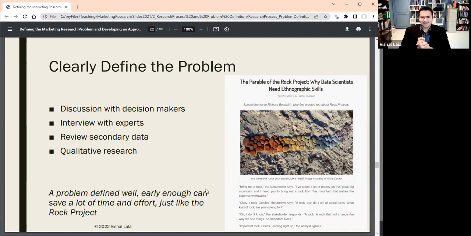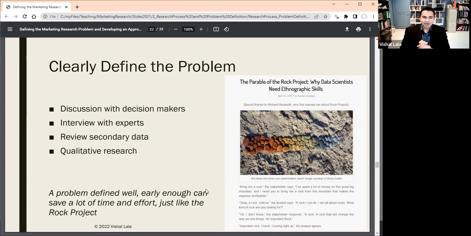The excited analyst said, "Surely, I can do that." The analyst headed out to find a rock, and of course, came back with a rock. And the decision maker, the stakeholder, said, that's a good rock, but it's not quite the rock that I'm looking for. So the analyst asks, well, what kind of rock are you looking for? The stakeholder said, well, it's a rock. It's an important rock. So the analyst went back to the mountain, looked for an important rock, and came back with an important rock she thought was important.